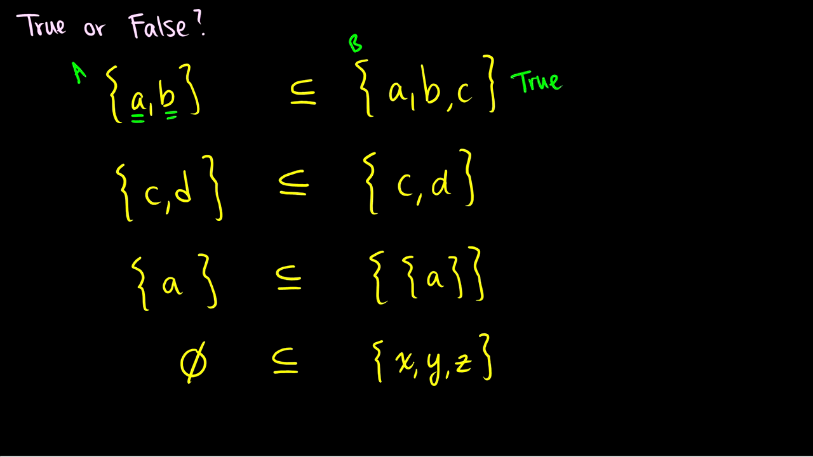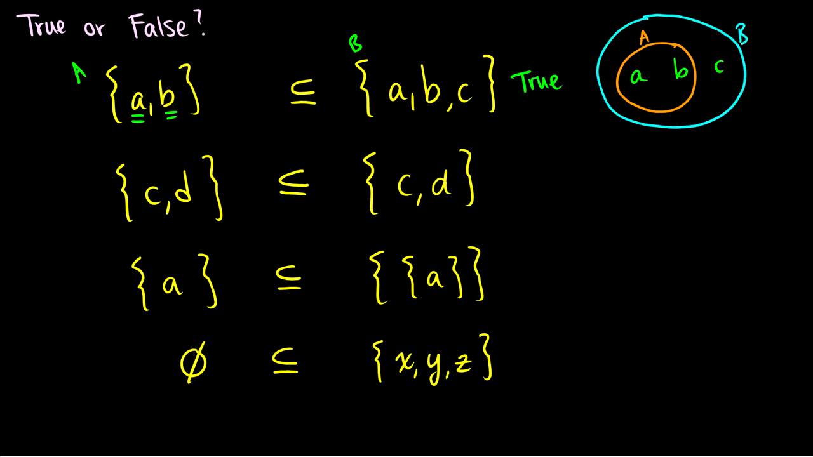And we could even draw this. We should use A, B, and C. And we can circle them, right? We can say, okay, {A, B} is A. And then we can circle A, B, and C, which is B. And we'll notice that A is contained in B, therefore A is a subset of B. You can do it visually, or you can just do it by definition.